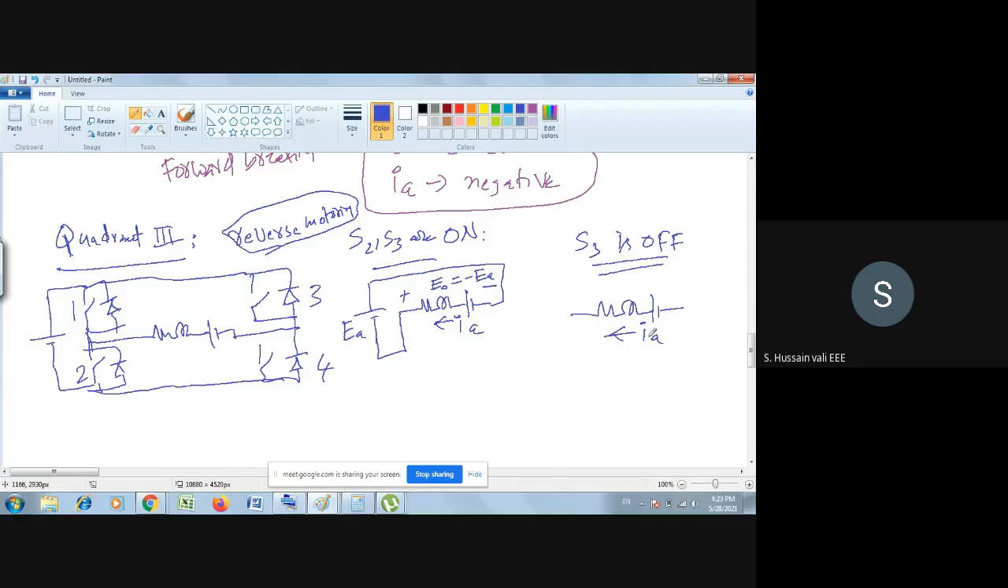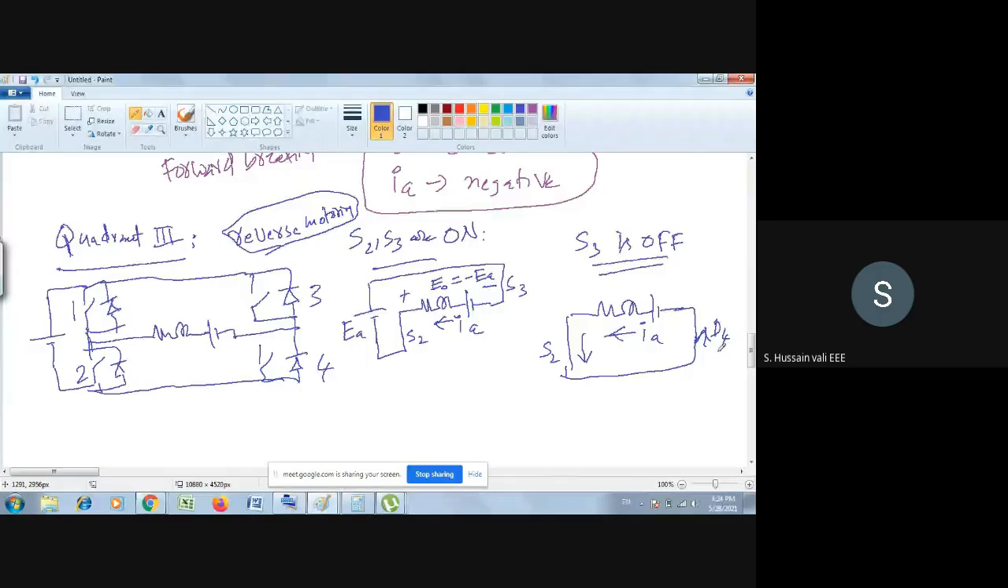S3, where is S3? Yeah, this is off. So if this is off, then what is the option? It is left now. S2 is conducting, then it has to flow through D4. D4 will conduct. So here I will write S2, D4. S2, D4 will conduct.